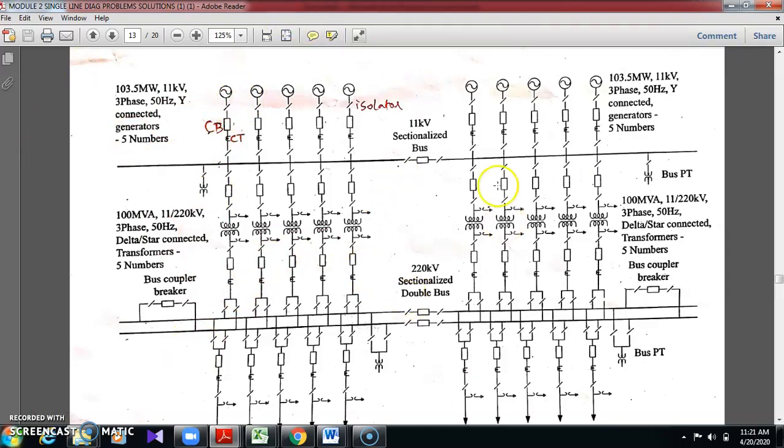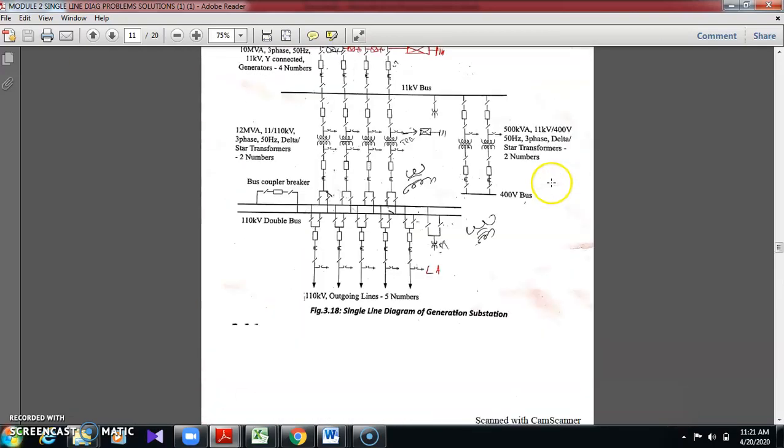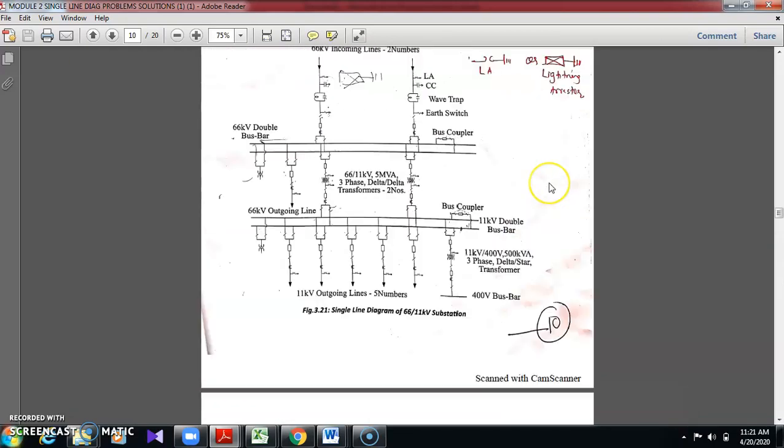If you have drawn this section, you just have to draw the bus bar and bus coupler here. Then the same thing, copy paste here. Okay, the remaining is the same. It will save time. Okay, so now I'll go for another problem.